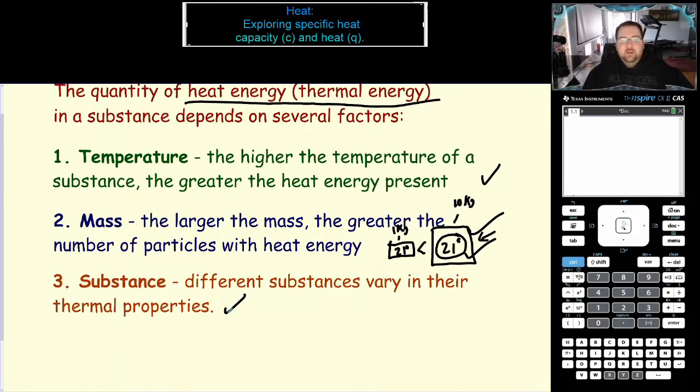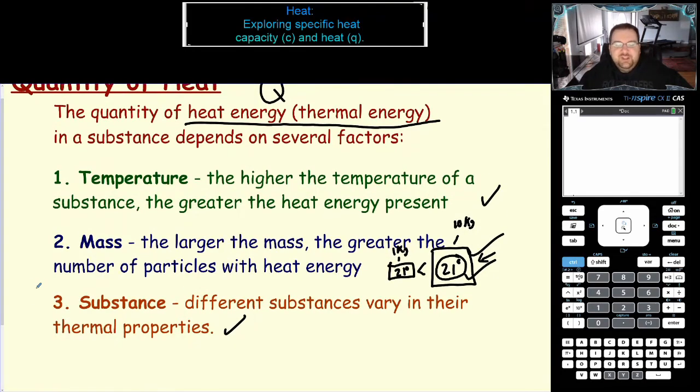And then finally, what substance are we talking about? And we know that when we're talking about this, we're really mentioning specific heat capacity, right? When we're trying to measure how much heat is in something, it's going to be a very different calculation if we're talking about how much heat's in water versus how much heat's in sand. Those are going to require very different specific heat capacities to calculate. All right.